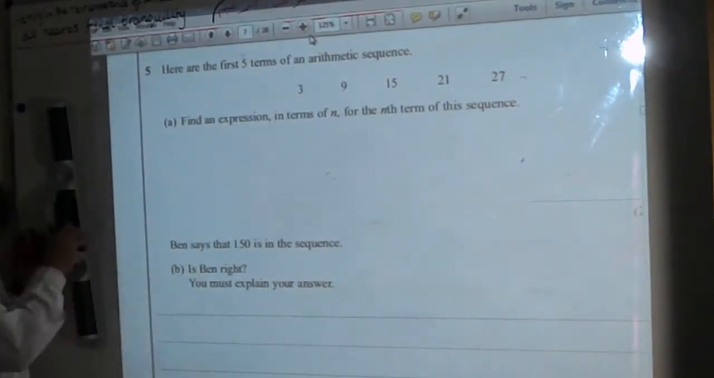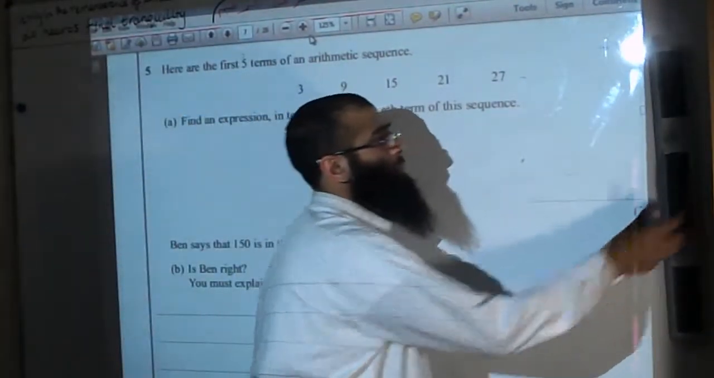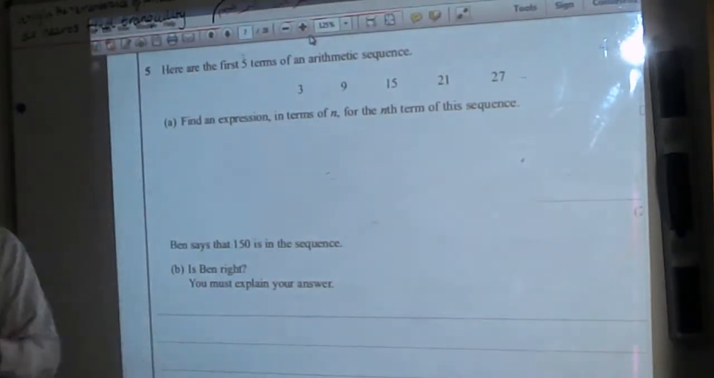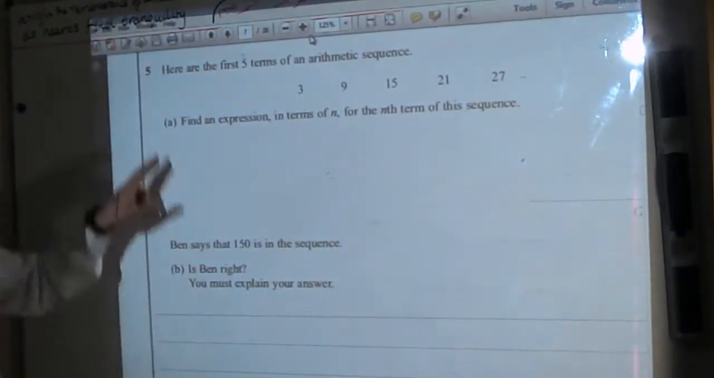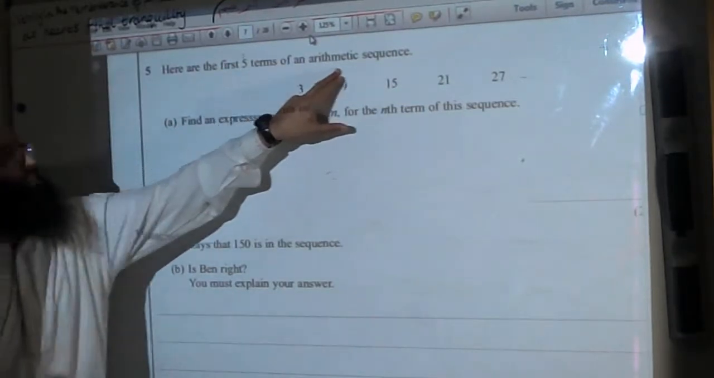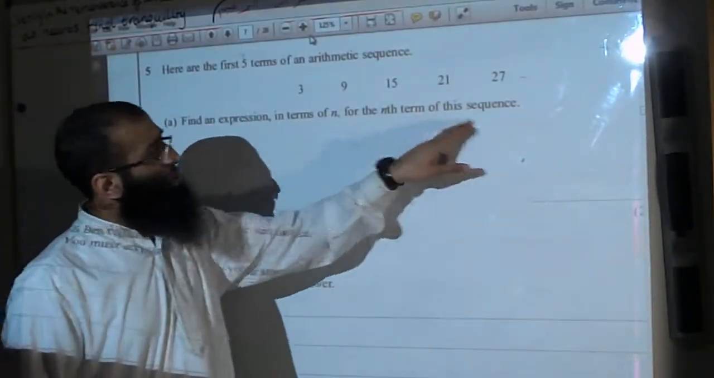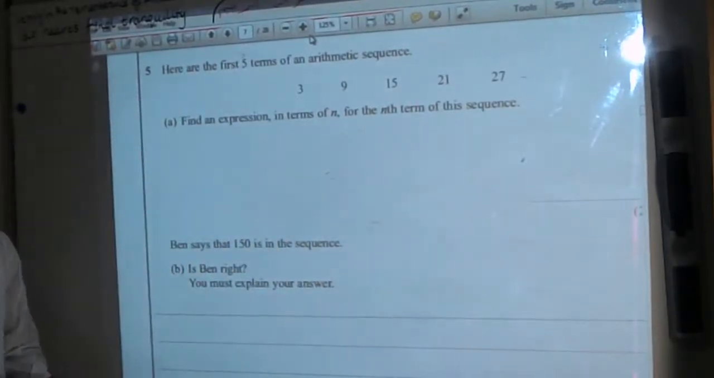We have an arithmetic sequence. Arithmetic sequence means that we're going to be going up in a linear number, so it's going to be the same difference each time. So here are the first 5 terms of an arithmetic sequence. Find an expression in terms of n for the nth term of the sequence. There's lots of different ways of doing this.